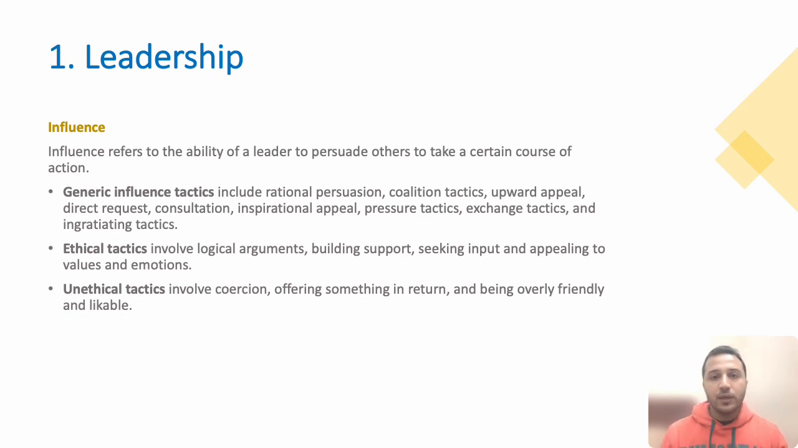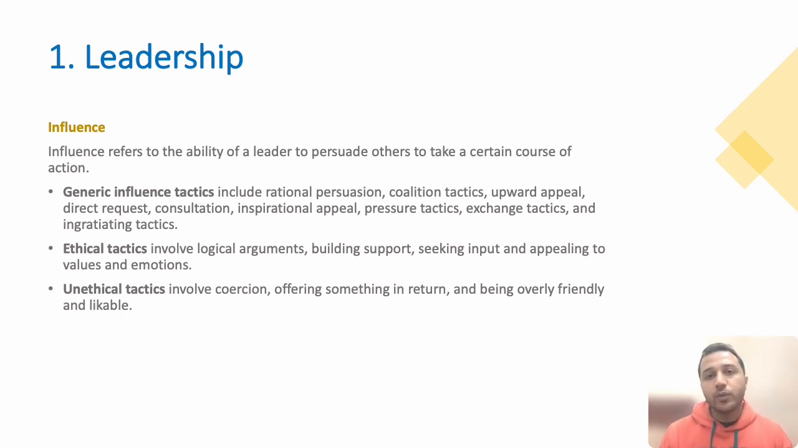Generally, the tactics that you can use to influence others start with rational persuasion, which means that you convince the other person based on rationality, based on facts, based on figures, based on statistics. So this is how you try to justify what they are supposed to do. Coalition tactics is when you influence other people through different groups. As we know, the US has coalition partners across the globe, so this is how they persuade everyone to follow their agenda.